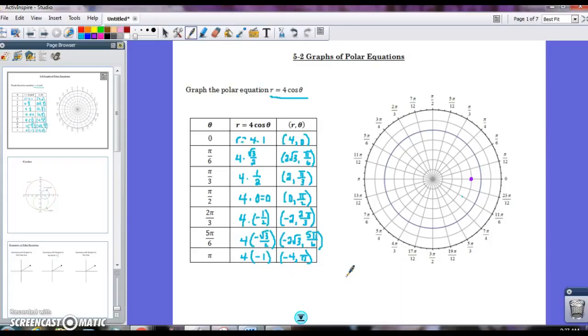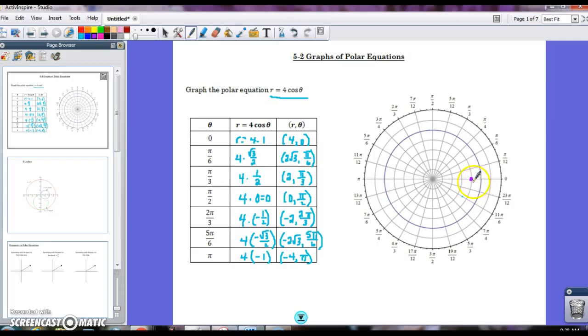Okay, so we have all this data in the chart. You'll see that I filled it in for you. Now I'm just going to go ahead and plot these points, okay? Now you can make the scale for R whatever you want it to be. I'm going to have each one of these be 1 for purposes of our graph, but as we go, we might change it depending on the graph that we're doing.